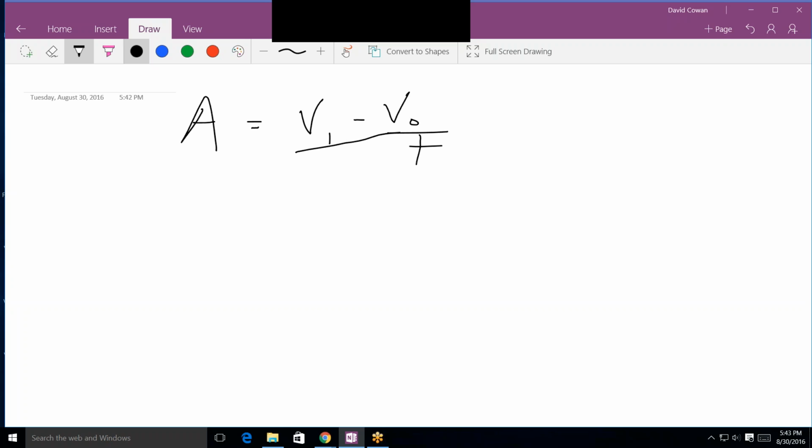Let's add v0 on both sides and end up with v1 on the right side. Sorry, I got to get rid of the t and I got to get rid of the v sub 0. Which one do I get rid of first?